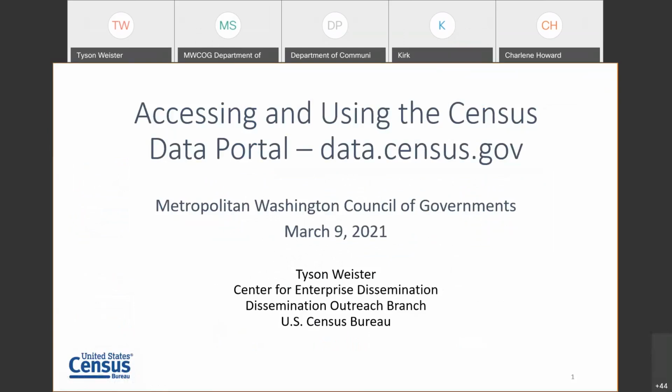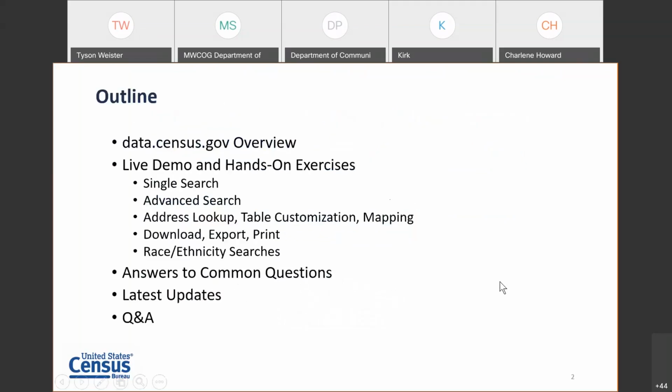Anyways, I work on the Center for Enterprise Dissemination. So we are the area that does data.census.gov, the API, as well as the microdata access tool on data.census.gov. My area of specialty is mainly helping folks access the different ways of getting to Census Bureau data. Prior to working on this team, I spent about 3 years in the American Community Survey Office doing outreach and education for data users. So those are my areas of expertise.